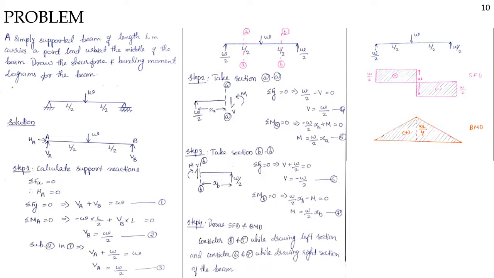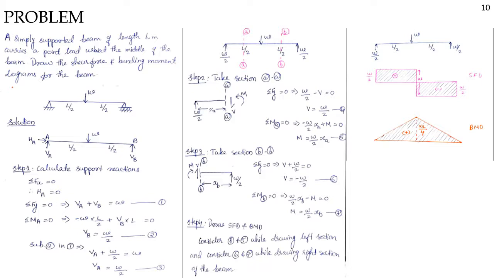And now we can draw SFD and BMD. While drawing SFD, we have to consider the 4th equation and 6th equation. First, we have to consider the left side of the beam. Then on the left side of the beam, V is equal to W by 2, that is, it is a positive value and we can draw like W by 2. And then when considering the 6th equation, V is equal to minus W by 2, so it will be minus.